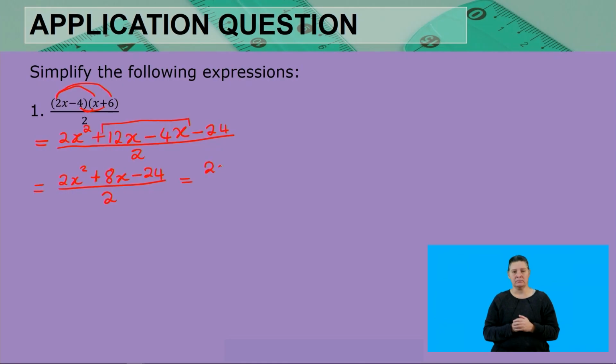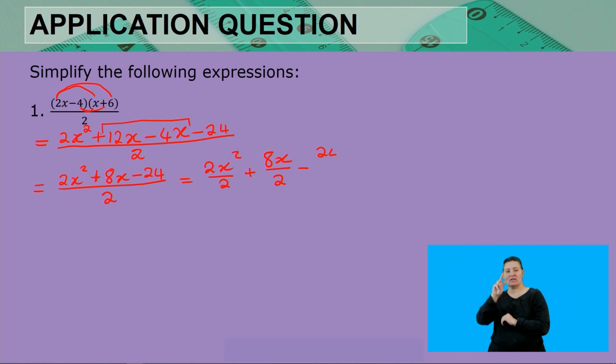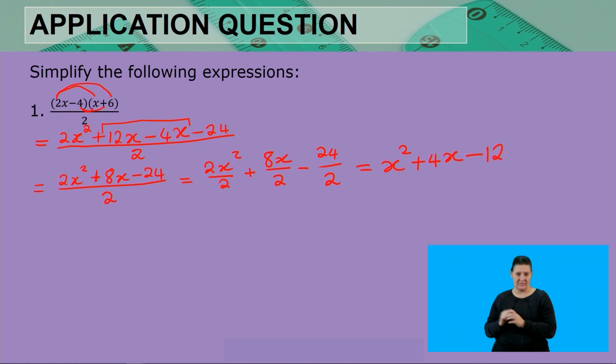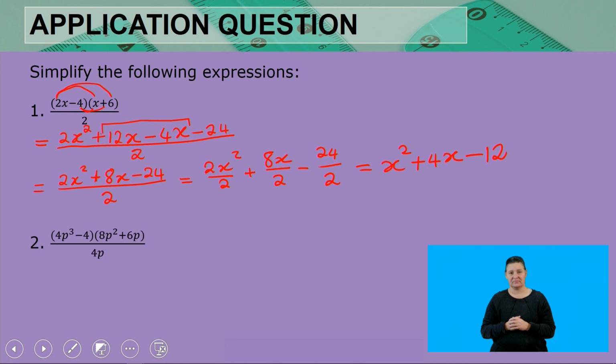So we are going to have 2x squared divided by 2 plus 8x divided by 2 minus 24 divided by 2. And the answer that we're going to get from that, now 2 divided by 2 is 1, so we are left with x squared. 8 divided by 2 is 4, so we are left with 4x. And 24 divided by 2 is 12. And that is our final answer for that one.